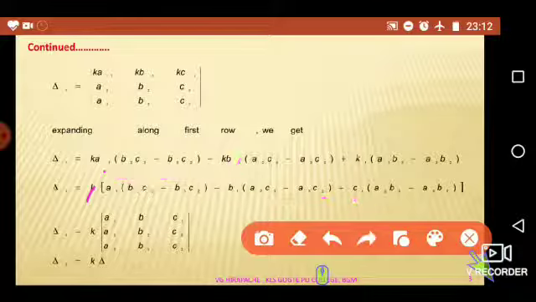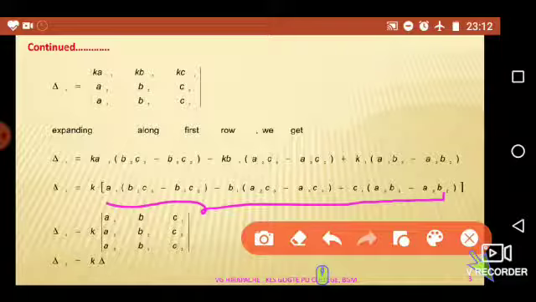Now k remains the same. The value of this right hand side is nothing but the value of the determinant delta, containing the elements a1, b1, c1, a2, b2, c2, a3, b3, c3. Therefore, delta 1 is equal to k times delta. Here delta is the value of the given determinant, and that determinant is multiplied by the constant k; both are equal. Thus, the verification of the fourth property of a determinant is completed.